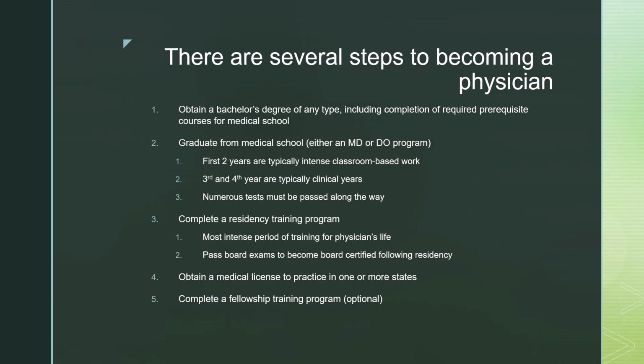And then after residency training, you typically need to pass a board exam. For example, a board exam in internal medicine would let you become board certified in internal medicine, which shows that you have the understanding and knowledge to be a good internal medicine physician. You also must obtain a medical license to practice in 1 or more states in order to practice medicine. And then it's optional to complete additional training following your residency program. And the additional training following a residency is called a fellowship.